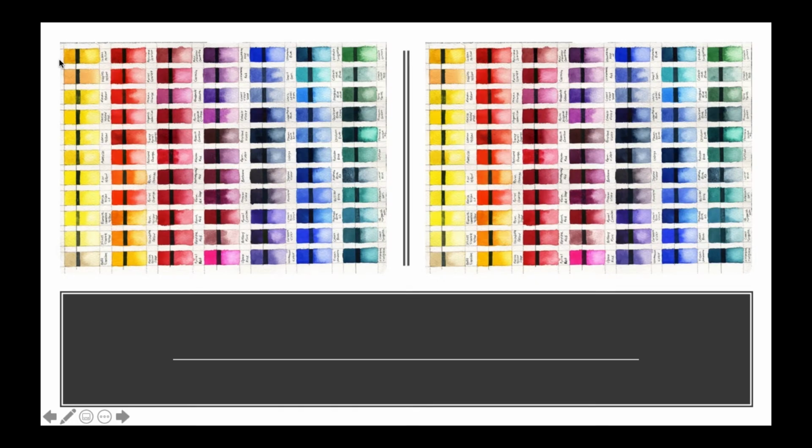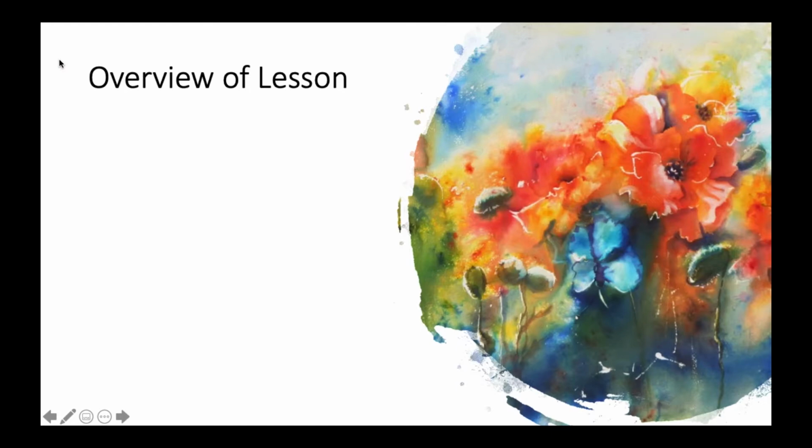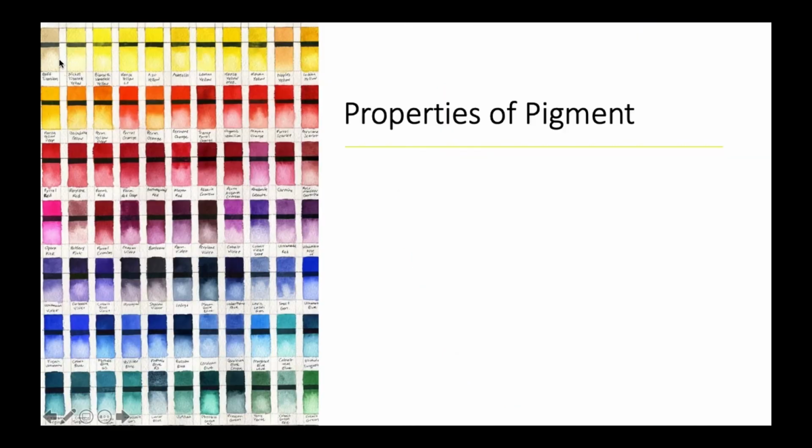Hello, we're ready to start our next Art 127 watercolor lesson on watercolor, temperature, and intensity. What we're going to cover today are pigment properties, methods that we're going to learn, and some art concepts. We'll show you some example paintings, example charts, and finally the last thing we'll talk about is a theme painting, how you might go about approaching that.